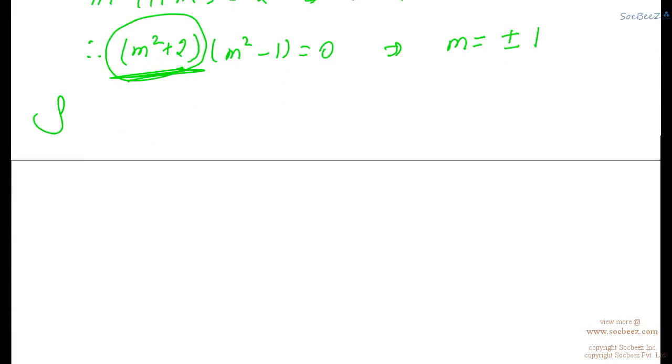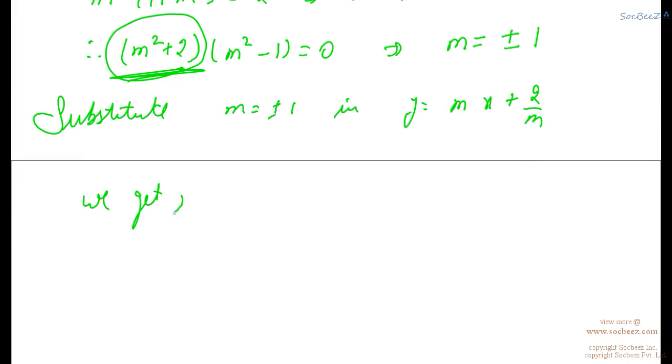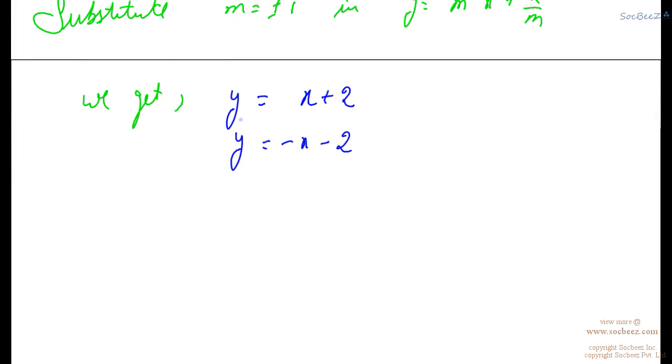So now substitute m equals plus minus 1 in y equals mx plus 2 upon m. We get the two equations of tangents. First tangent is y equals x plus 2, the second tangent is y equals minus x minus 2. Okay, now to get the points on the circle, let's substitute y equals x plus 2 in the equation of the circle. Now the equation of the circle is x square plus y square equals 2.